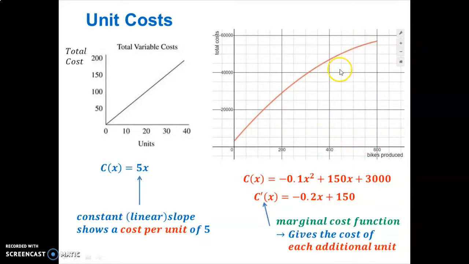And that's what we saw with the answers we found. The later bike costs less to produce than the early ones. The early ones cost more, higher slope. Costs are higher here, costs are going up less here. And that has a name. In business, that's called the marginal cost.